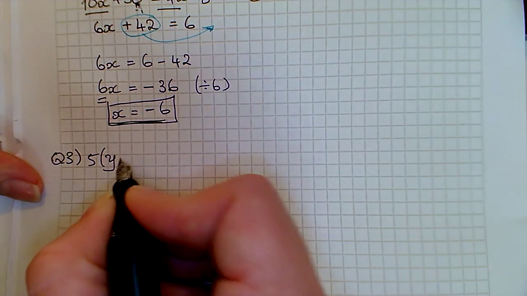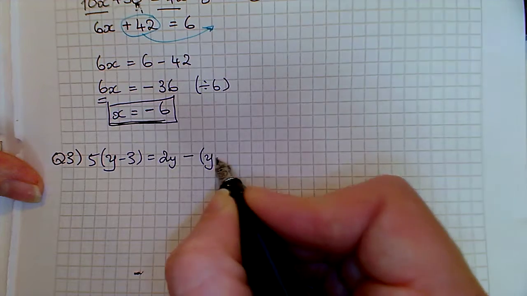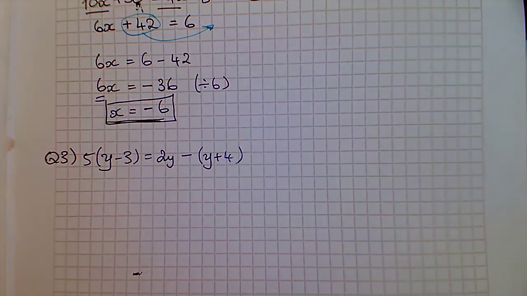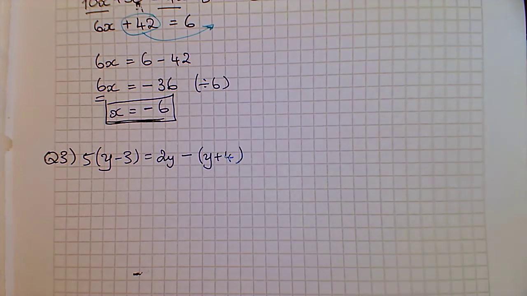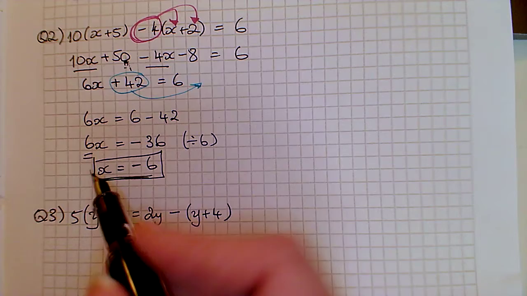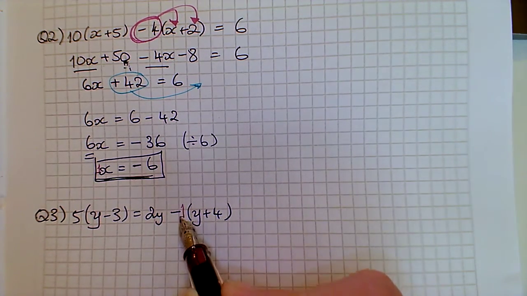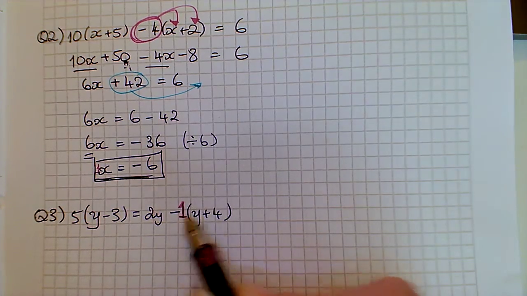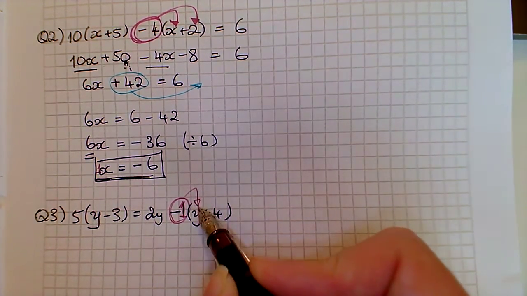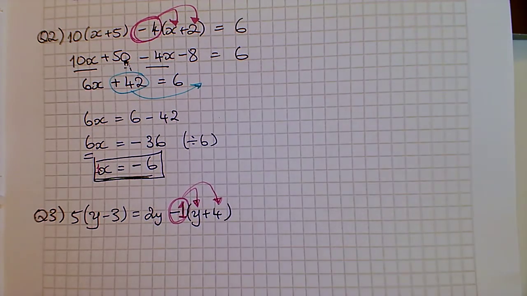5 bracket y minus 3 equals 2y minus bracket y plus 4. Okay, a minus with no number outside a bracket like this usually confuses people. So here's what I like to do. Remember, if you've got an x on its own, that means 1x, right? Same thing outside a bracket. We can change that to a minus 1. And that can make it much easier to do the multiplication.